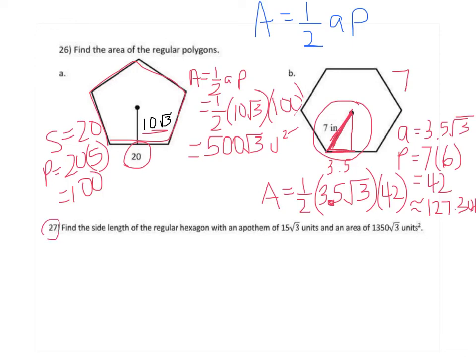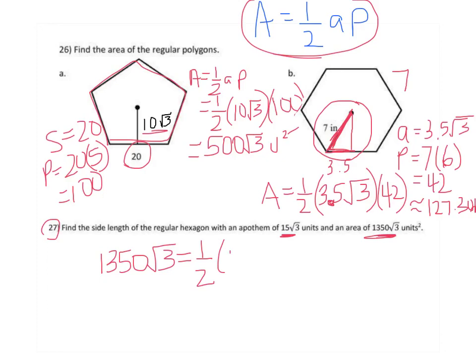Number 27, you just use the formula. You know that the apothem is 5 root 3. You know what the area is, so using this formula right here, you're going to plug in 1,350 root 3 for the area. You're going to keep the 1/2. You know the apothem is 15 root 3. And you need to find the perimeter first. You're ultimately looking for a side length.